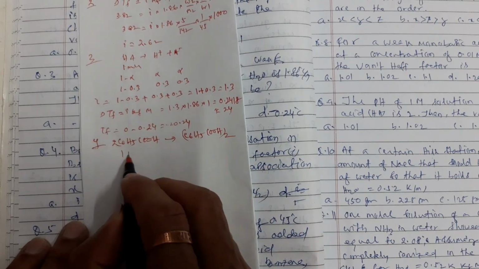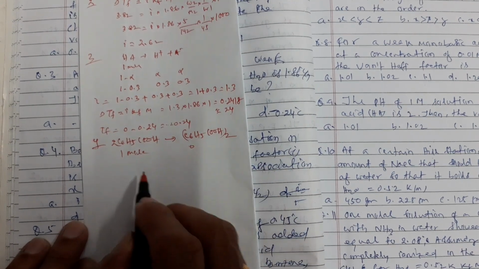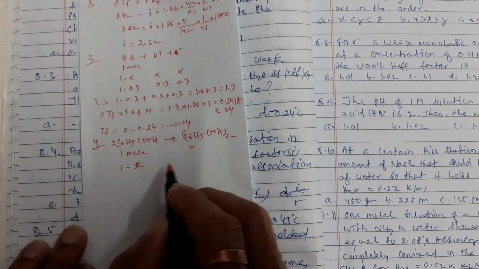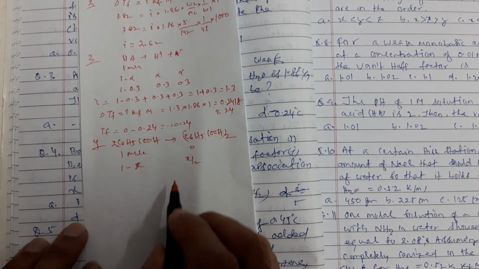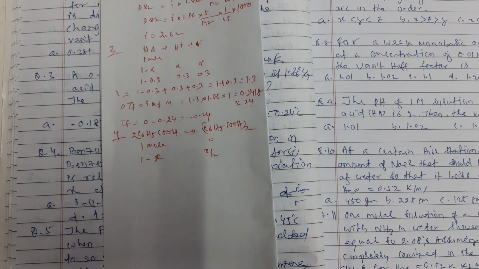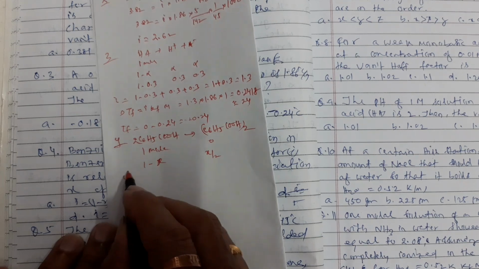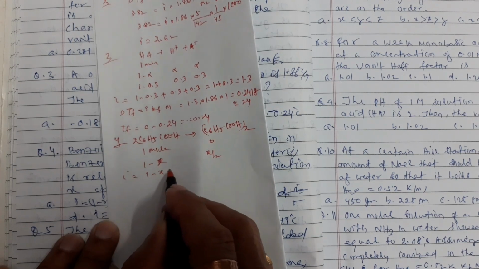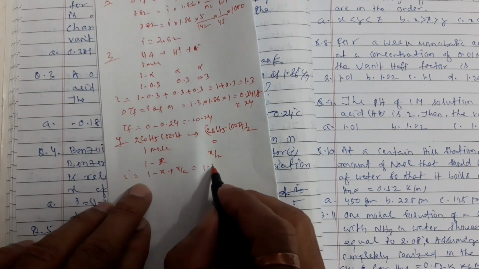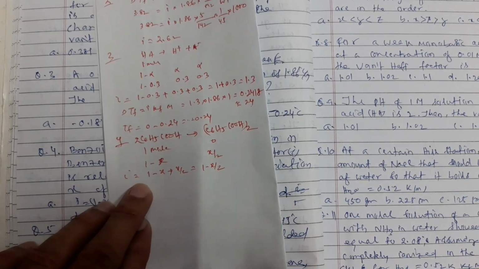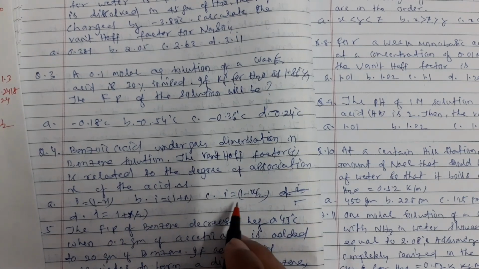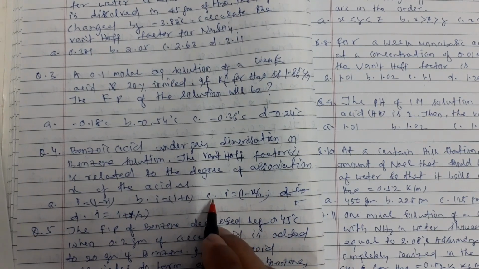Initially you take 1 mole, association is 0. After that 1 minus x, where this x is converted to x by 2 as association. So total i is equal to 1 minus x plus x by 2. So you will get 1 minus x by 2. So i is equal to 1 minus x by 2. Choice C is the correct answer.